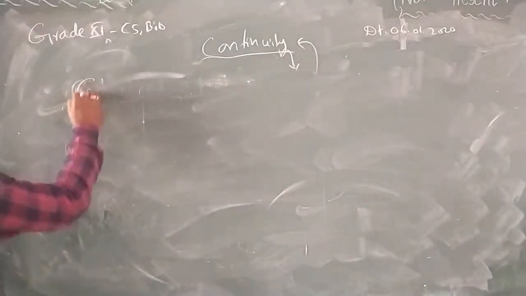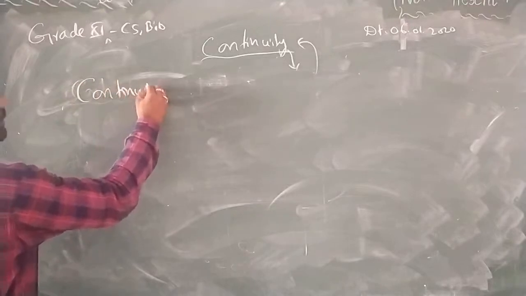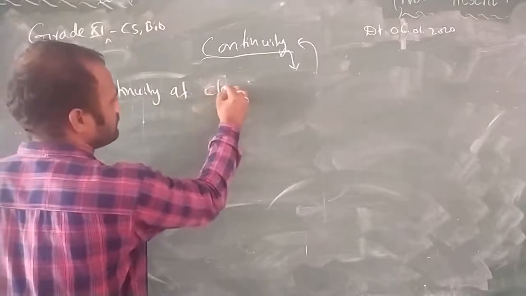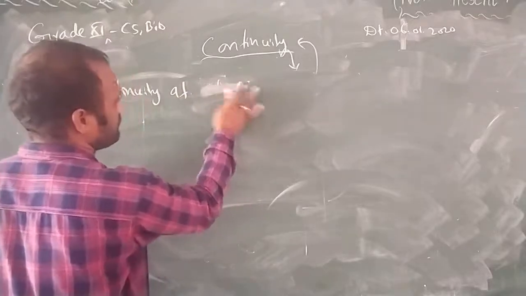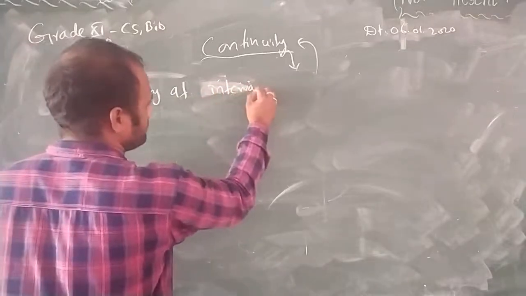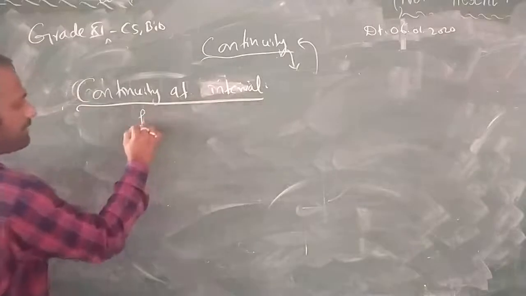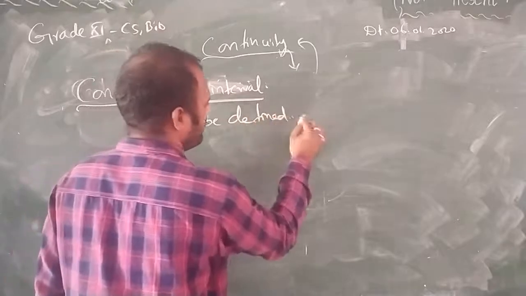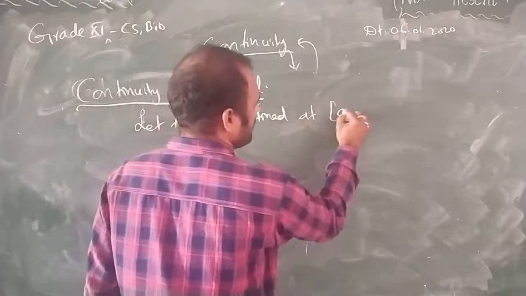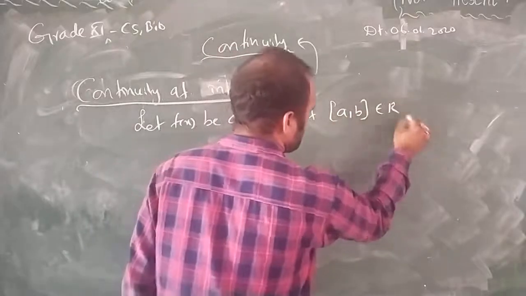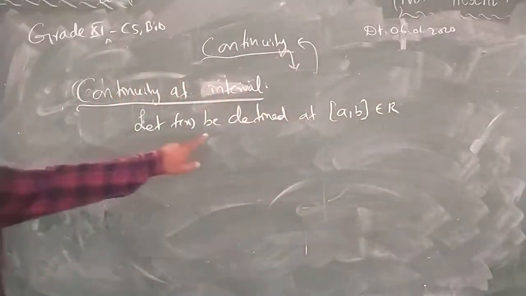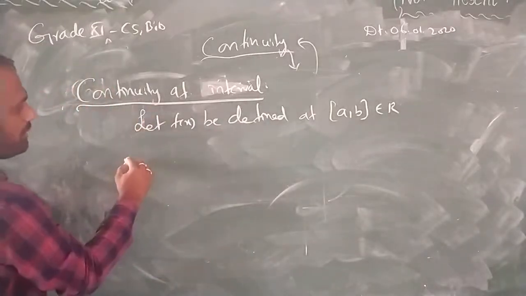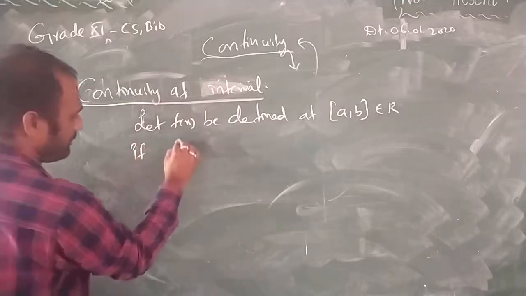Now we will talk about continuity on a closed interval. Continuity at a point we have done. Now continuity at a closed interval, or else we can say continuity at an interval. Let f of x be a function. Let f of x be defined on the closed interval a comma b, which belongs to the real numbers. It is going to be continuous if there are three conditions here.